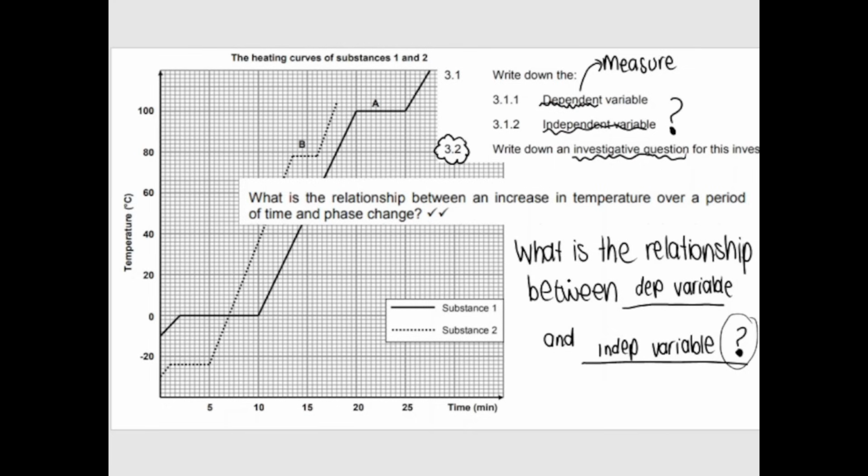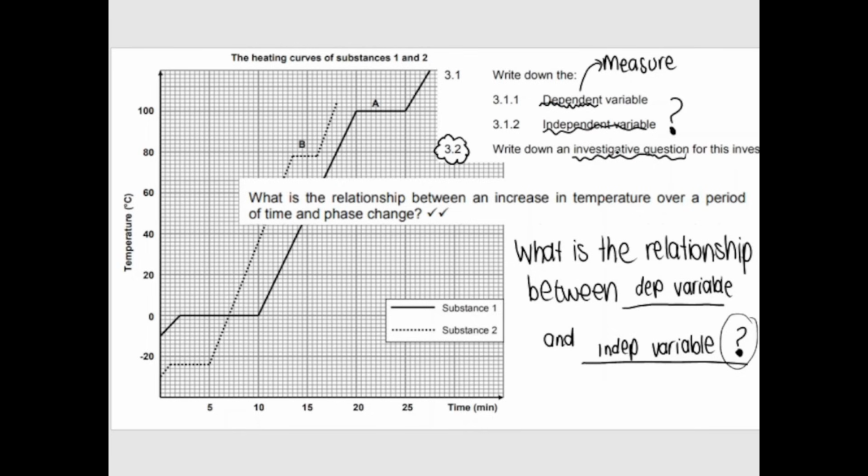It makes sense. The reason we start with what is the relationship between, that is because we don't want your question to be answered with a yes or a no. So you can't say, as time goes on, will temperature increase? That is not a good investigative question because I can answer that question with a yes or no, and there's no further clarification or explanation of the relationship between the variables.